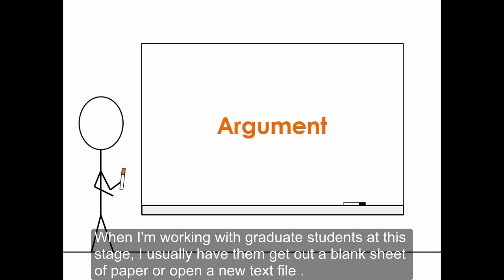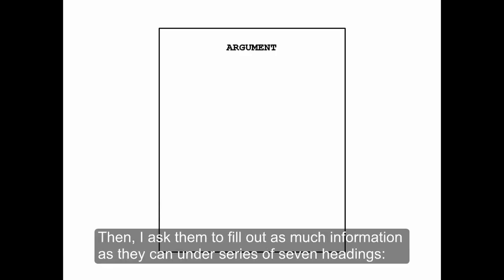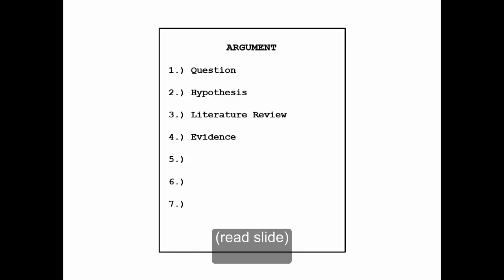When I'm working with graduate students at this stage, I usually have them get out a blank sheet of paper or open a new text file. Then, I ask them to fill out as much information as they can under a series of 7 headings: question, hypothesis, literature review, evidence, methods and theories, analysis, and implications.